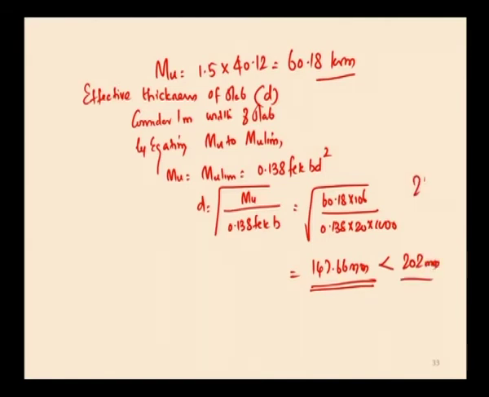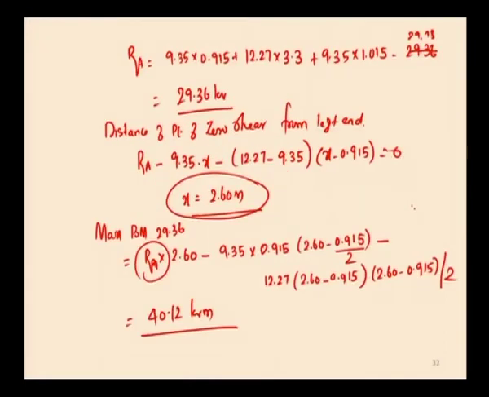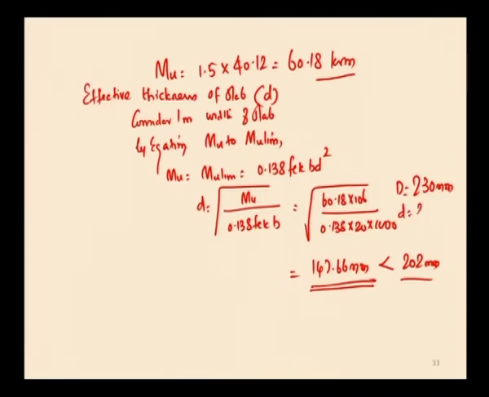So, we have kept the overall depth D as 230 millimeter, and small d is 202 millimeter, which is greater than 147.66 millimeter, hence safe against flexure. Now, we need to find out the reinforcement. So, I am going to keep D is equal to 230 mm and small d is equal to 202 mm. Now, area of reinforcement.